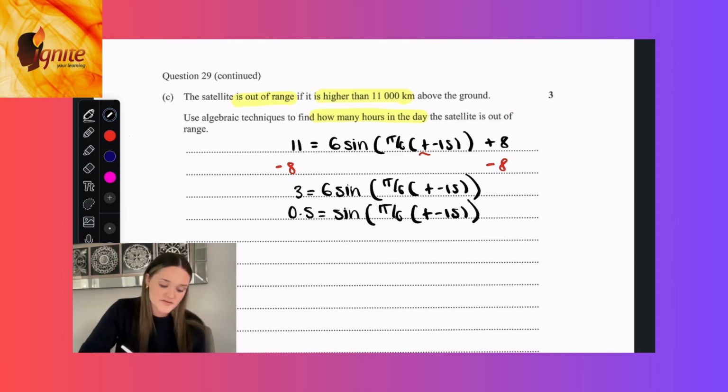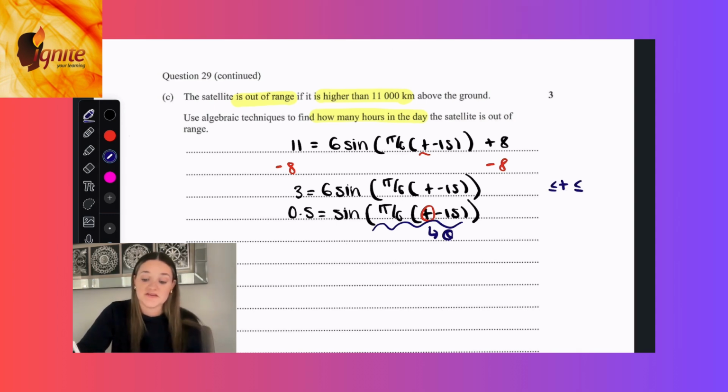Okay, I'm still solving for t here, and the only way that I can get rid of my sine is by taking sine inverse to the other side. So I'm going to let this entire thing now equal theta. My usual domain for t was between 0 and 24. But now because I have pi on 6 times t minus 15, I also need to reflect that change in my domain. So therefore my domain is going to change.